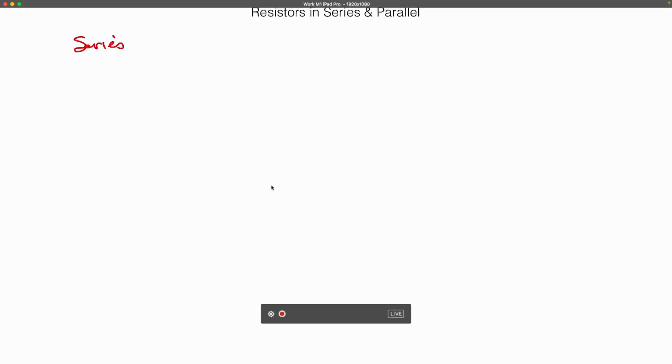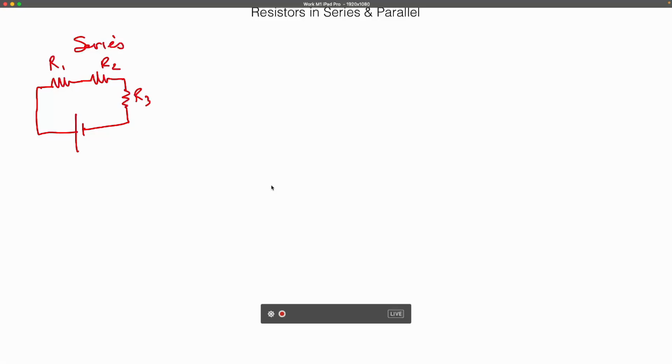There are no junctions between them, right? So if I take a resistor and then another resistor and they're just connected directly to each other, all three of those resistors, 1, 2, 3, are all in series through this battery, right? Because there are no junctions between them.